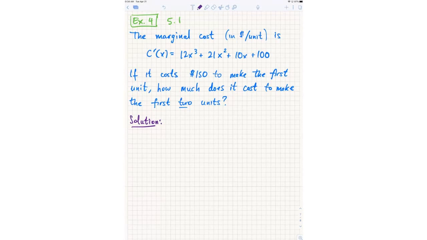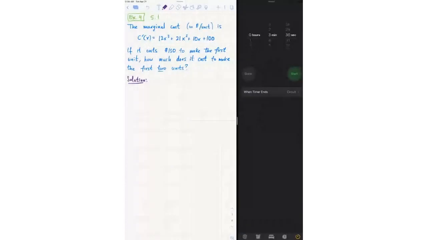So I'm going to give you, let's say, 4 minutes to solve this. And then we're going to take a poll about what the final answer actually is. And remember, the final answer has to be a number. The question's asking how much should the first two units cost? So I want a number. 4 minutes.